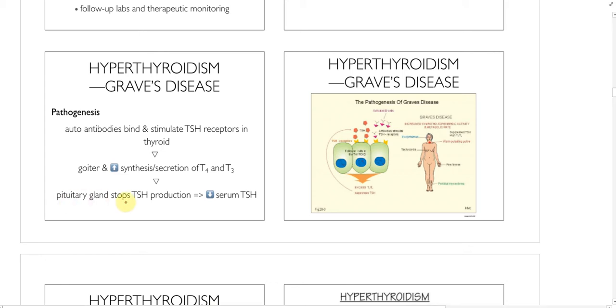The pituitary gland then is going to stop production of TSH because we're going to have so much T3 and T4 in the system that the negative feedback loop is going to tell the pituitary and the hypothalamus that they've got a lot of T3 and T4, there's no reason to give out any more TSH.